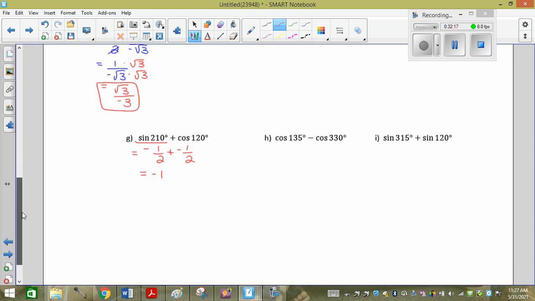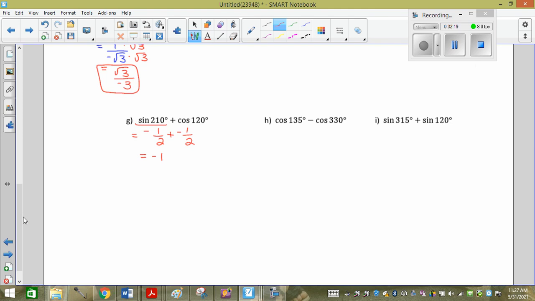Then we go cos of 135. So I go to 135. It's going to be negative because x's are negative there. Cos at 135 is going to be negative root 2 over 2 because I pull the x off. Then a minus sign. Then I go to cos of 330. So I go to 330, which is in quadrant 4, and I take the cos off of that, which is actually positive root 3 over 2.